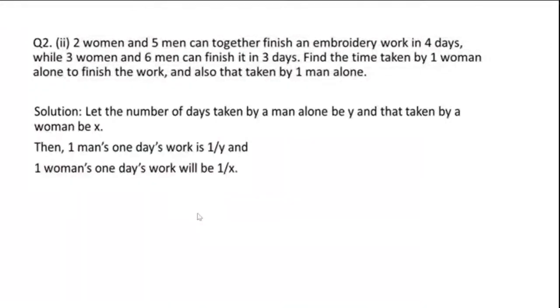So what I do is, let the number of days taken by the man alone be y and that taken by a woman be x. So the man completes the work in y days, whereas a woman completes the work in x days. If in y days one complete work is done, then in 1 day 1 upon y work will be done. Exactly the same way, one woman's 1 day work will be how much? If it takes x days, one work is being done by the woman, so in 1 day, 1 upon x work will be done.